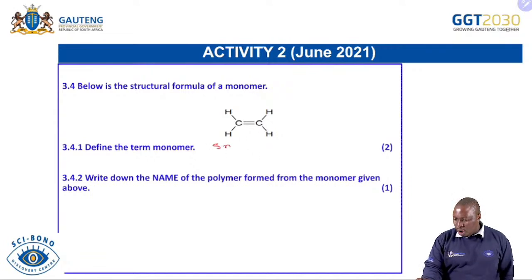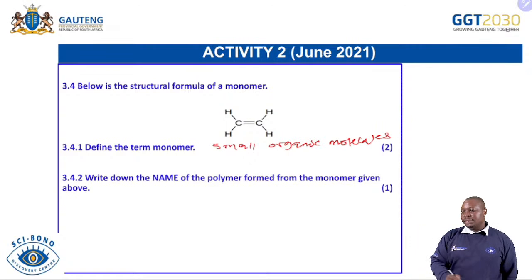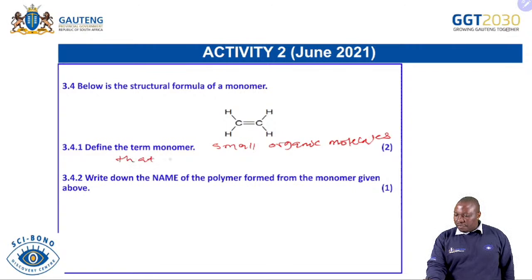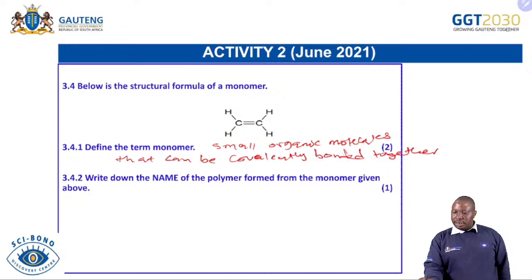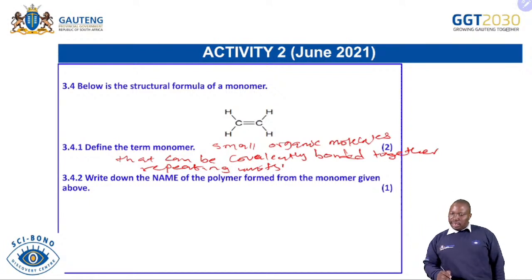These are small organic molecules. It's important that you know all these definitions so that you collect all these marks. Small organic molecules that can be covalently bonded together into repeating units. So in repeating units, there must be repeating units. So you're able to define what is a monomer.